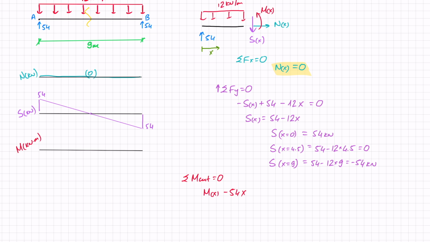And then I've got my UDL, and my UDL is going to be a positive moment. It's going to be the area first, that's the force, so 12x, that is the area, which is the force. And then the distance is going to be, if we imagine putting that resultant force at the centroid of the shape, it's going to be at x over 2. So times x over 2 equals 0.